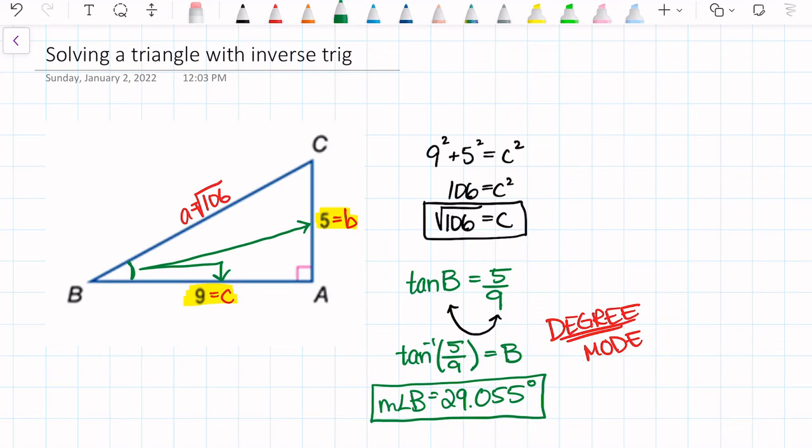All right, now that I have that guy, the other angle isn't hard at all. Since we know in our triangle all the angles add up to 180, I could really just subtract that from 90 since I already have a 90. So I'll do 90 minus 29.055, and we get 60.945 degrees. So we use inverse functions if we are missing angles, and you'll see on your calculator you have the choice of inverse sine, inverse cosine, or inverse tangent.